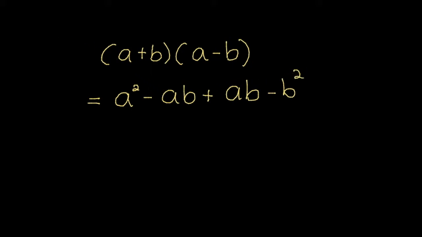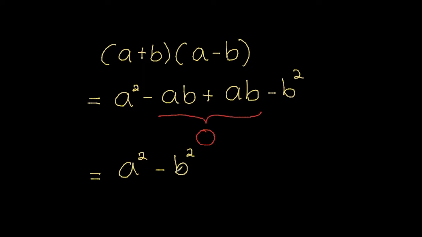Alright, now something really cool happens in the middle. Notice that the two middle terms that we have, negative ab plus ab, they cancel each other out. Right? So the overall effect here is 0. And so all that remains is a squared minus b squared. And that, ladies and gentlemen, is the difference of two squares, right? Difference meaning subtraction. We're subtracting two squares. We have a squared minus b squared.